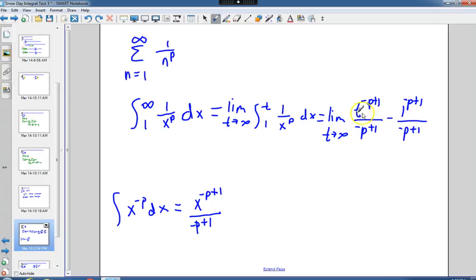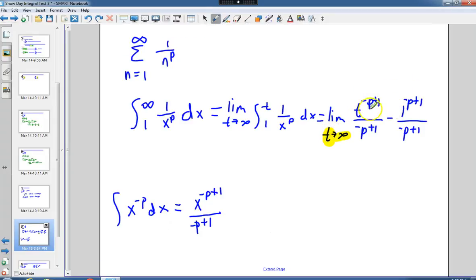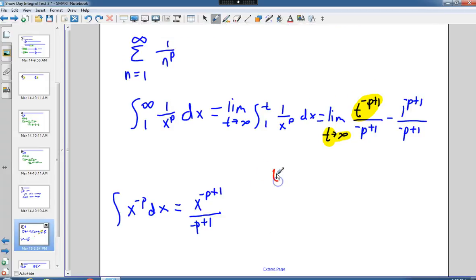And now that we have this, we still need to evaluate the limit as t approaches infinity. There's a lot going on here, but it's only t that's racing off to infinity. In this expression, the only place where we see the variable t is right up here. So we can focus our attention on that expression, because everything else remains constant as t races off to infinity.